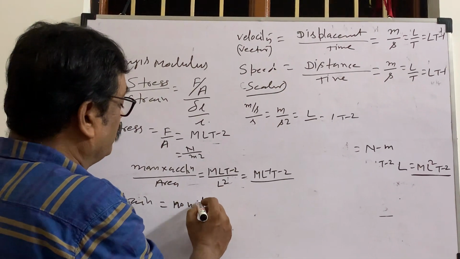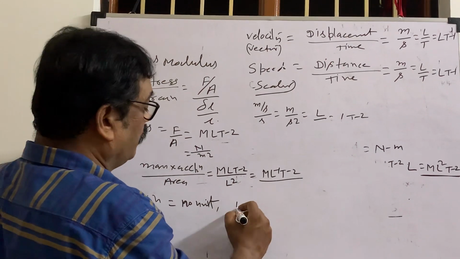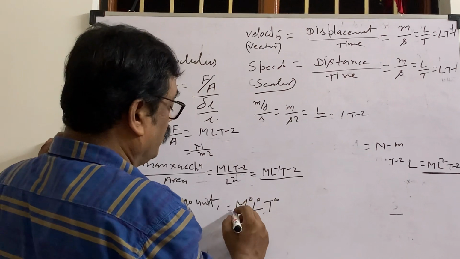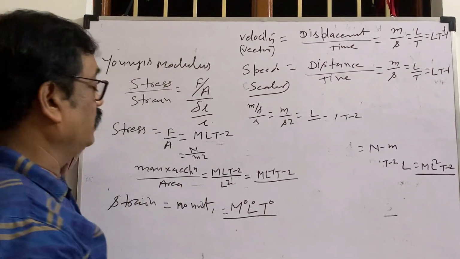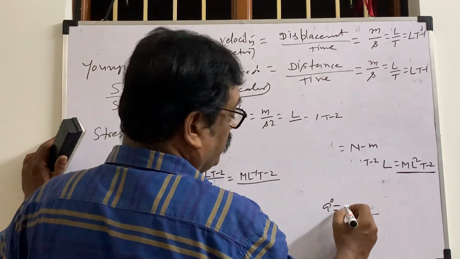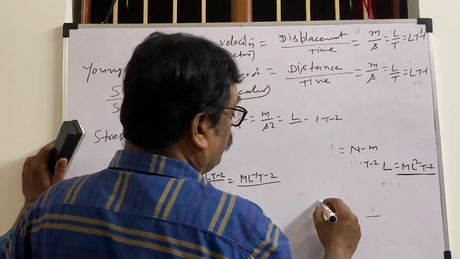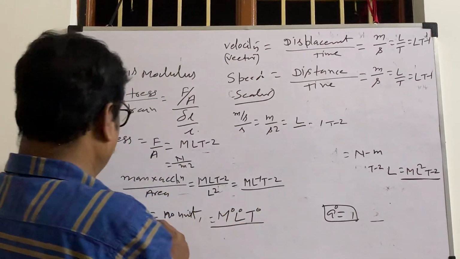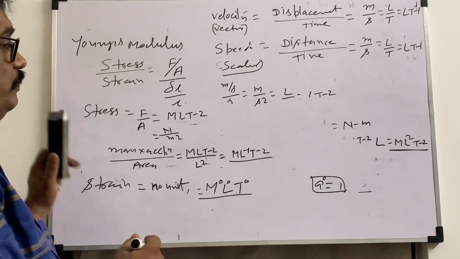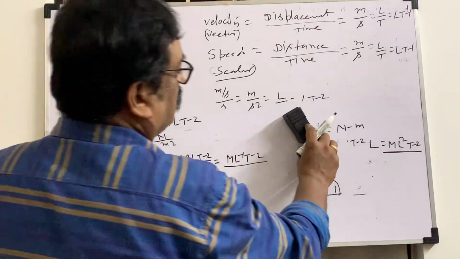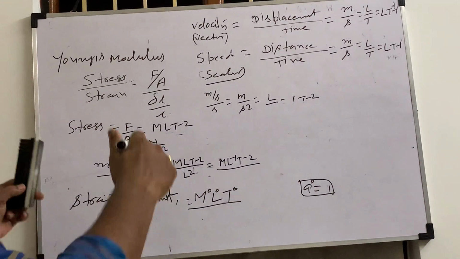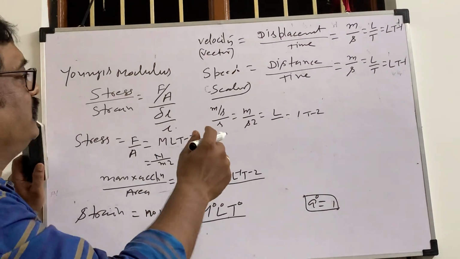Then what will be the dimensional formula? You can write it this way: M0 L0 T0. Because anything power 0 is 1, not anything power 1. Anything power 0 value is 1. So for strain, what can we write as the dimension formula? M0 L0 T0.